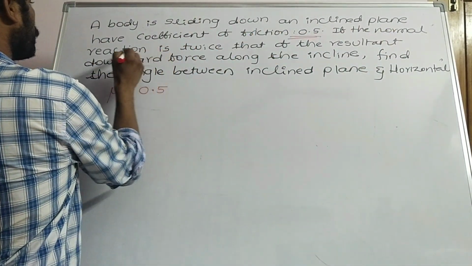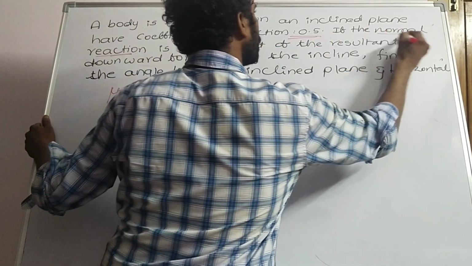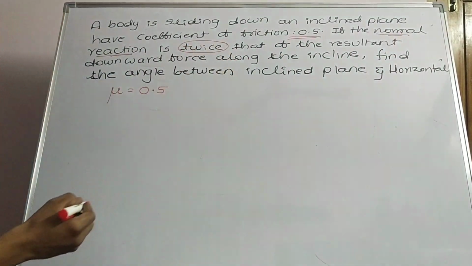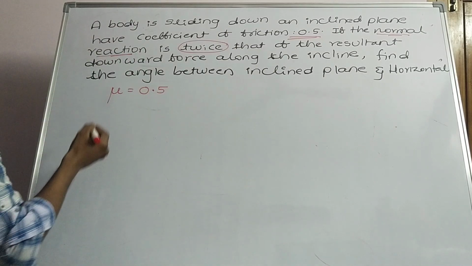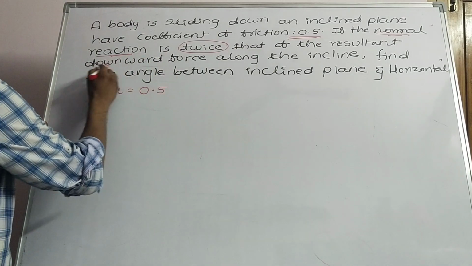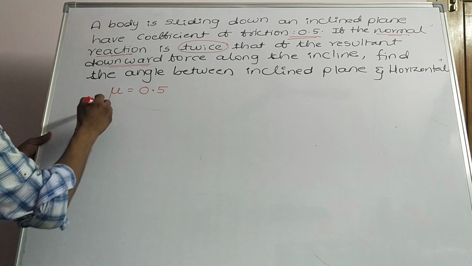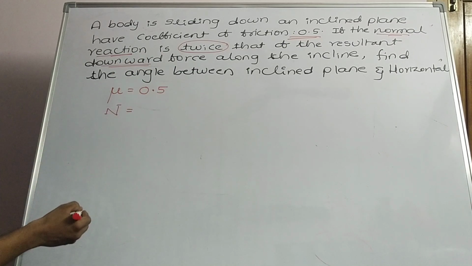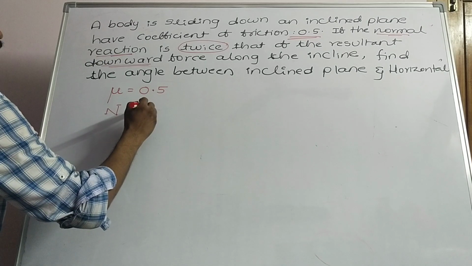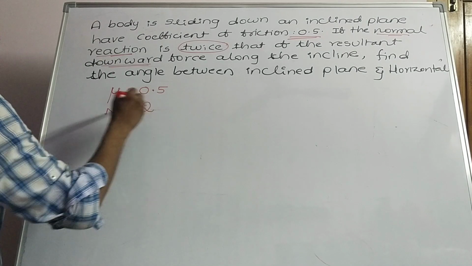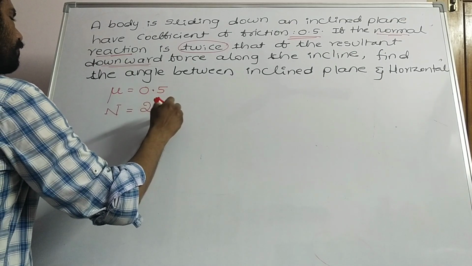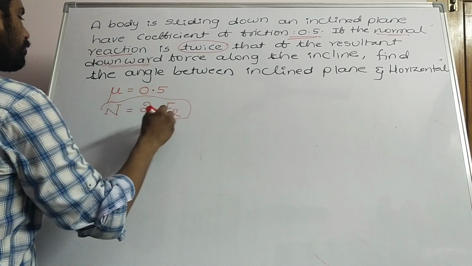And here given, normal reaction is twice that of the resultant downward force. So normal reaction can be represented by N is equal to twice that of the resultant downward force, say Fr. That is the given condition.